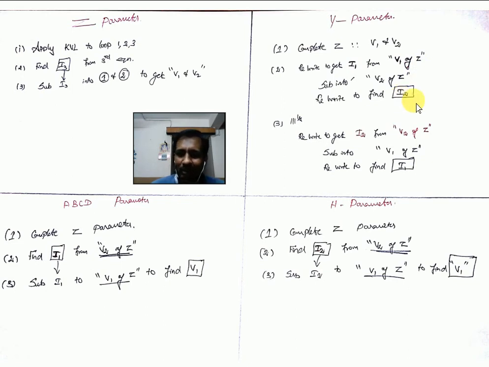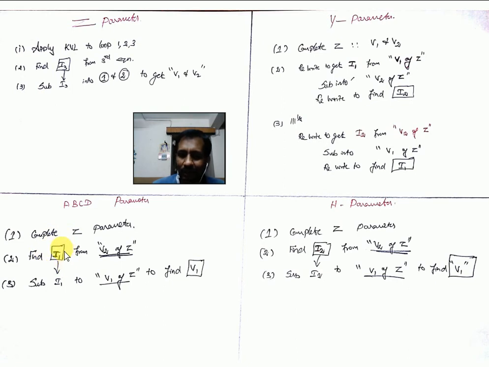While solving the problem, you are going to learn about it easily. Next we can come to the ABCD parameters and the h parameters. So you have come to the ABCD parameters. Only 3 steps, the simplest steps. Complete the z parameters. Then find the I1.